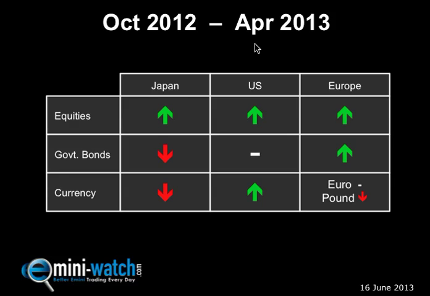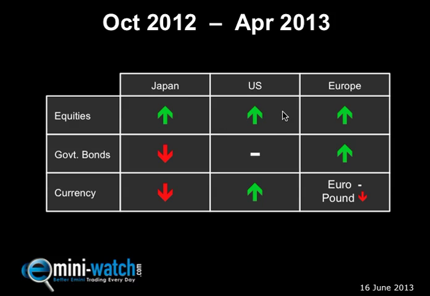So that's the last FOMC meeting that we had in April. So October 2012 to April 2013, which is about a 6-month period. What actually happened in the markets? Well, we've had this really strong rally in equities. It's been extremely strong in Japan. I think they were up something like 80% low to high on the last move up.